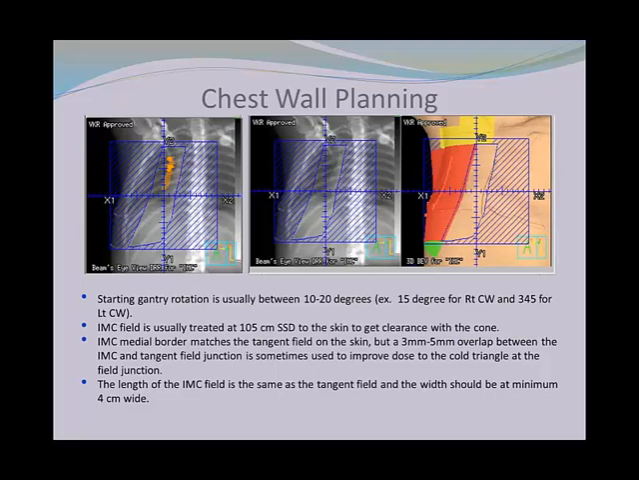And then the IMC border by the tangent, sometimes we match it with the tangent field on the skin, but sometimes we do a 3 to 5 millimeter overlap between the IMC and the tangent field to help heat up the cold triangle area, because we typically want the 35 gray line to cover that area, and we don't want the patient to recur there. The field is basically the same as the tangent field, and usually I want to keep the width of the IMC field at least 4 cm wide.